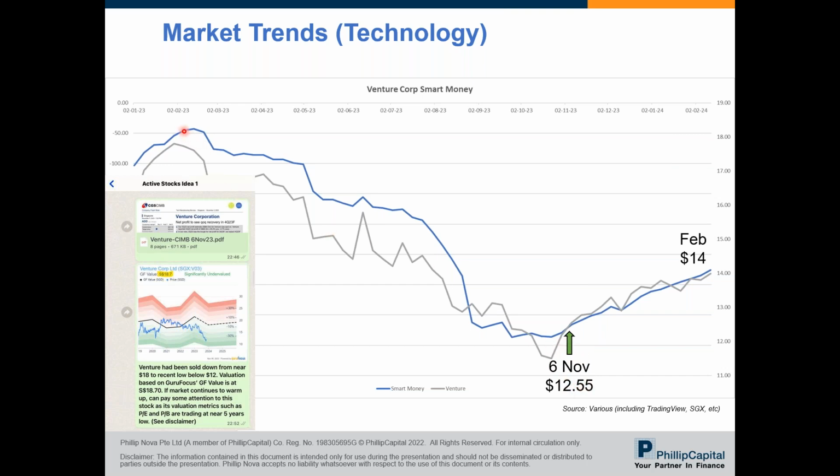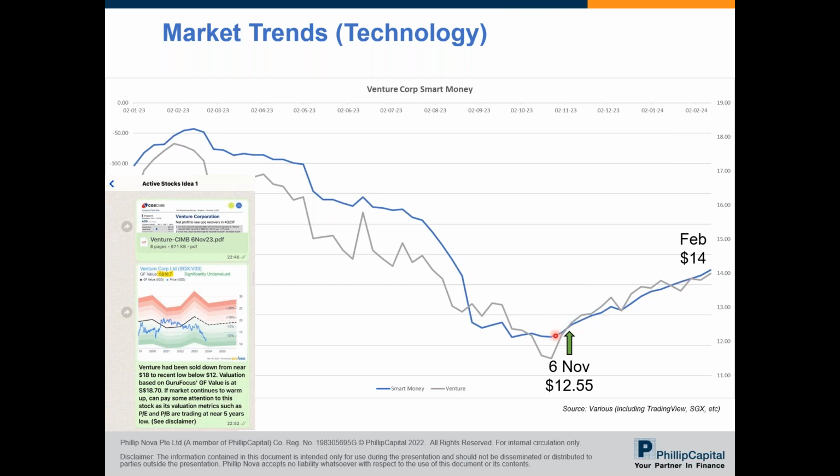Since early 2023, for about 9 months, the share price of Venture hasn't been doing so well. Smart money had been selling Venture for almost 9 months until about November, when the trend changed and smart money started buying Venture. And that's why, similarly, you see the Venture price start to go up.